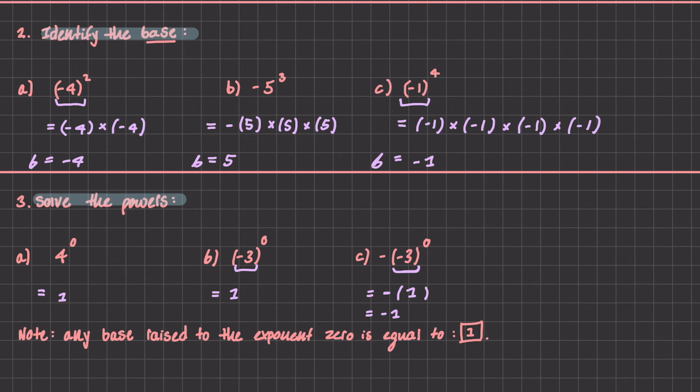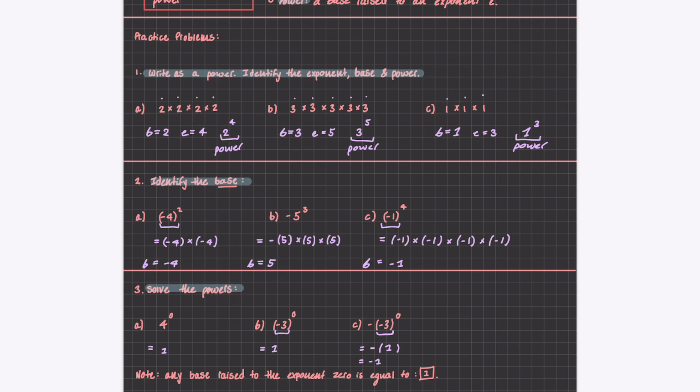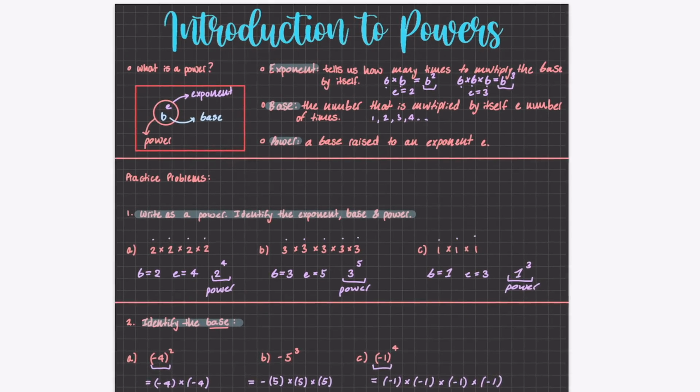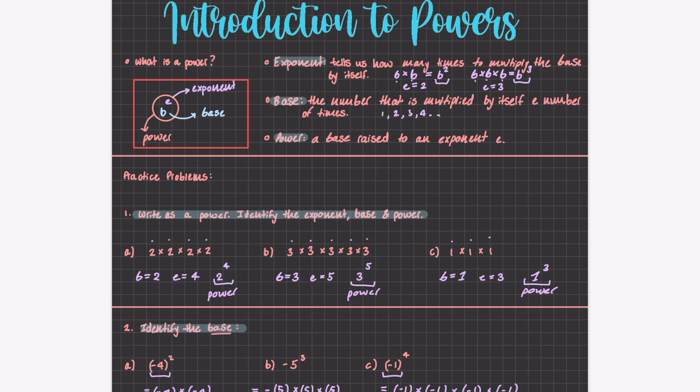So again, this just proves the point that it's really important to be able to correctly identify a base and to apply this rule of exponents, that any base raised to the exponent 0 is equal to 1. So that was just a quick introduction to some practice problems related to powers, including, what is a power, what is an exponent, what is a base, how do these things work together.